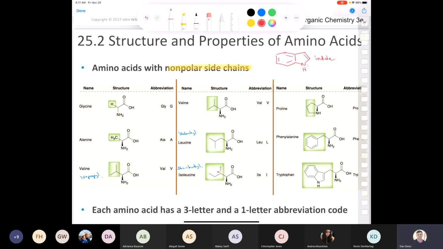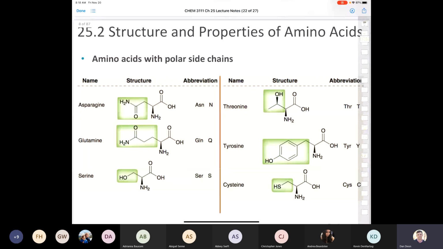Now you might look at this indole and say, well, that's going to be polar because it's got a nitrogen in it. But the rest of the molecule in tryptophan is just so big that the nonpolar carbon-hydrogen bonds overcome that nitrogen-hydrogen bond. And so the side chain is considered to be nonpolar. Something else that's interesting about phenylalanine and tryptophan is that their side chains are planar. And that has some interesting properties when you look at the biochemistry of enzymes.